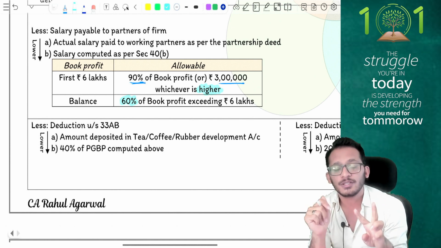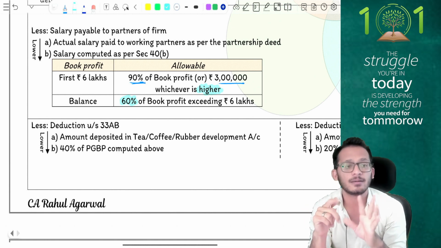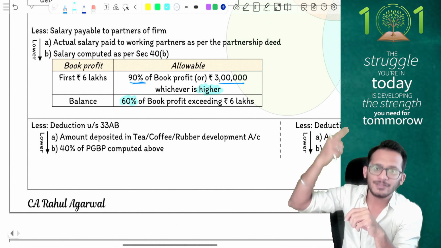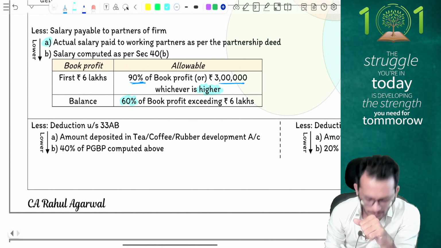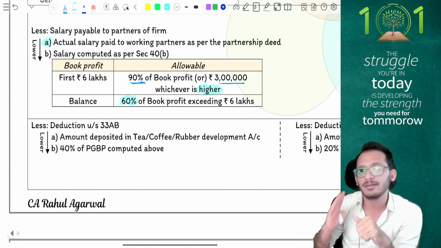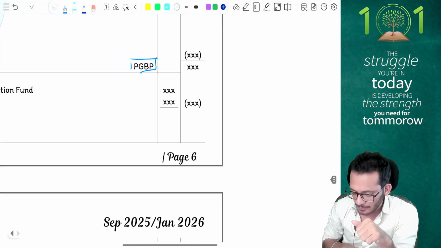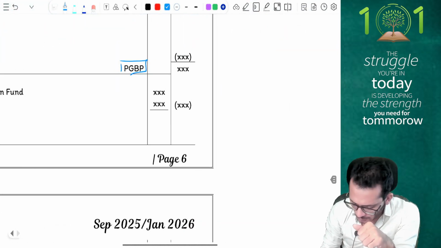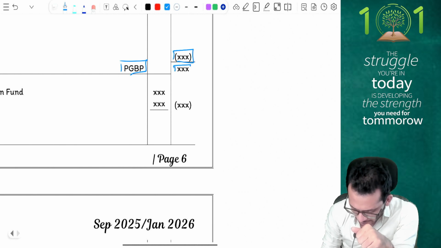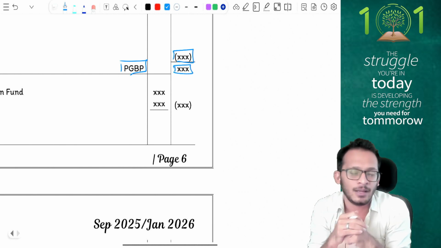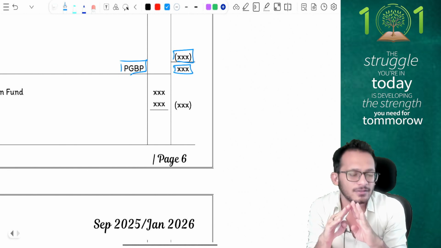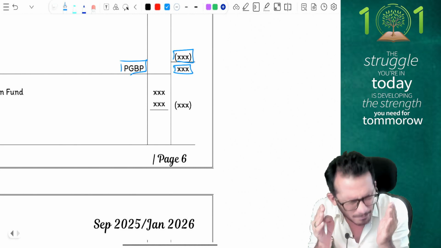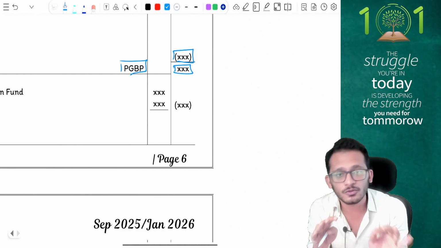So do a slab rate computation and you'll find out the allowable salary under income tax. Compare it with the actual salary provided to the partners. Whichever is lower will be the salary which is payable. That salary payable can be claimed as a deduction, and therefore you will arrive at PGBP. Are we clear till here? Yes. Now this step is not required for a non-partnership firm. It is required only for partnership firms. So please pay attention to that.